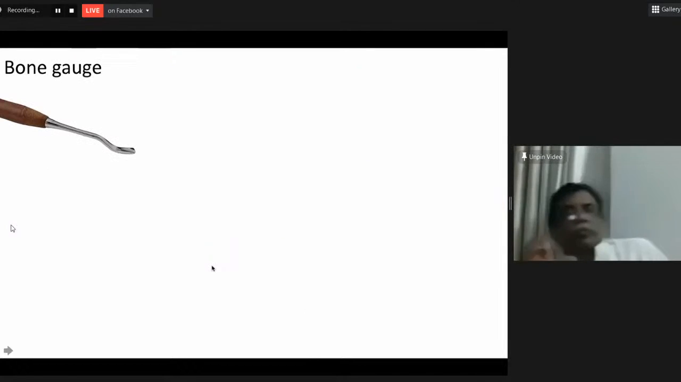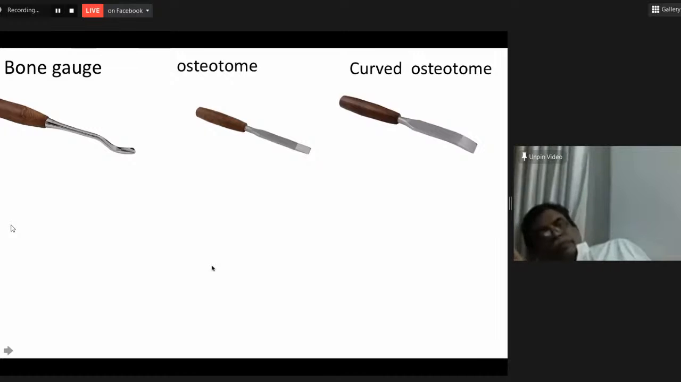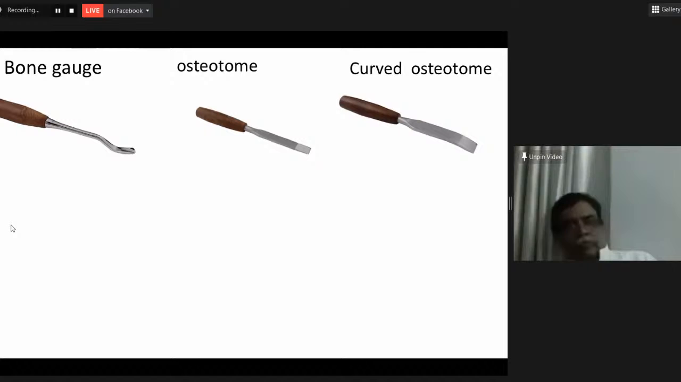Then we have bone gouge, and then we have osteotome, because when we want to harvest the bone graft, or when you want to roughen the surfaces in long cases of scoliosis, the fusion is the ultimate and most important thing.